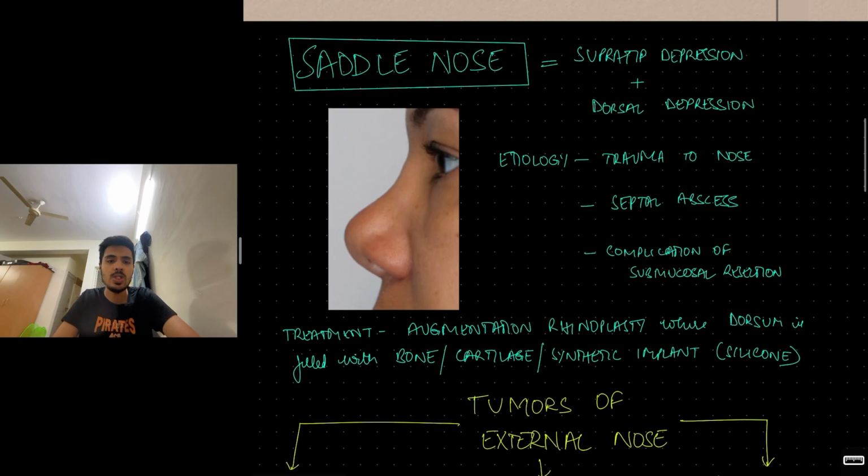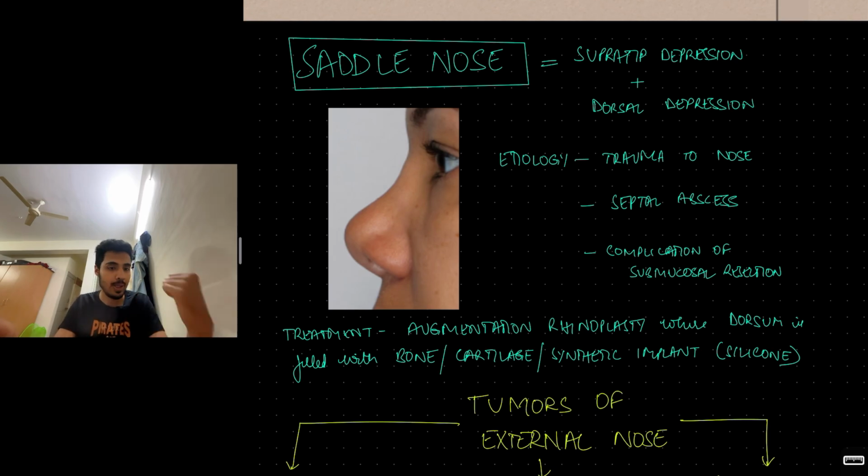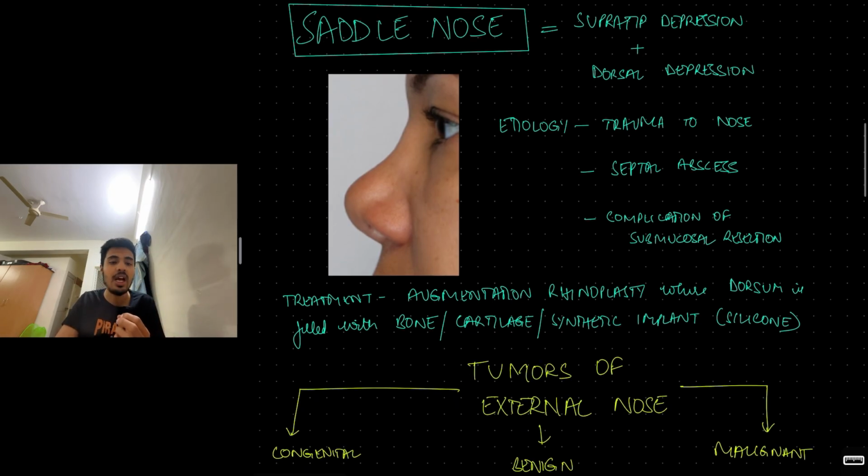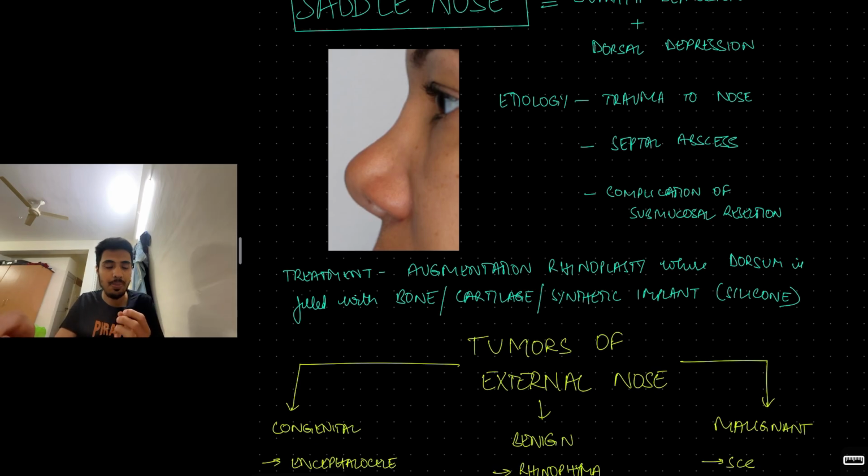So saddle nose, what is it? Supratip depression and dorsum depression. It could be because of trauma, because of septal abscess, or it can be because of complication of submucosal resection surgery. How will you treat it? Augmentation rhinoplasty. You will fill the dorsum with bone, cartilage, or any synthetic silicone implant, etc.